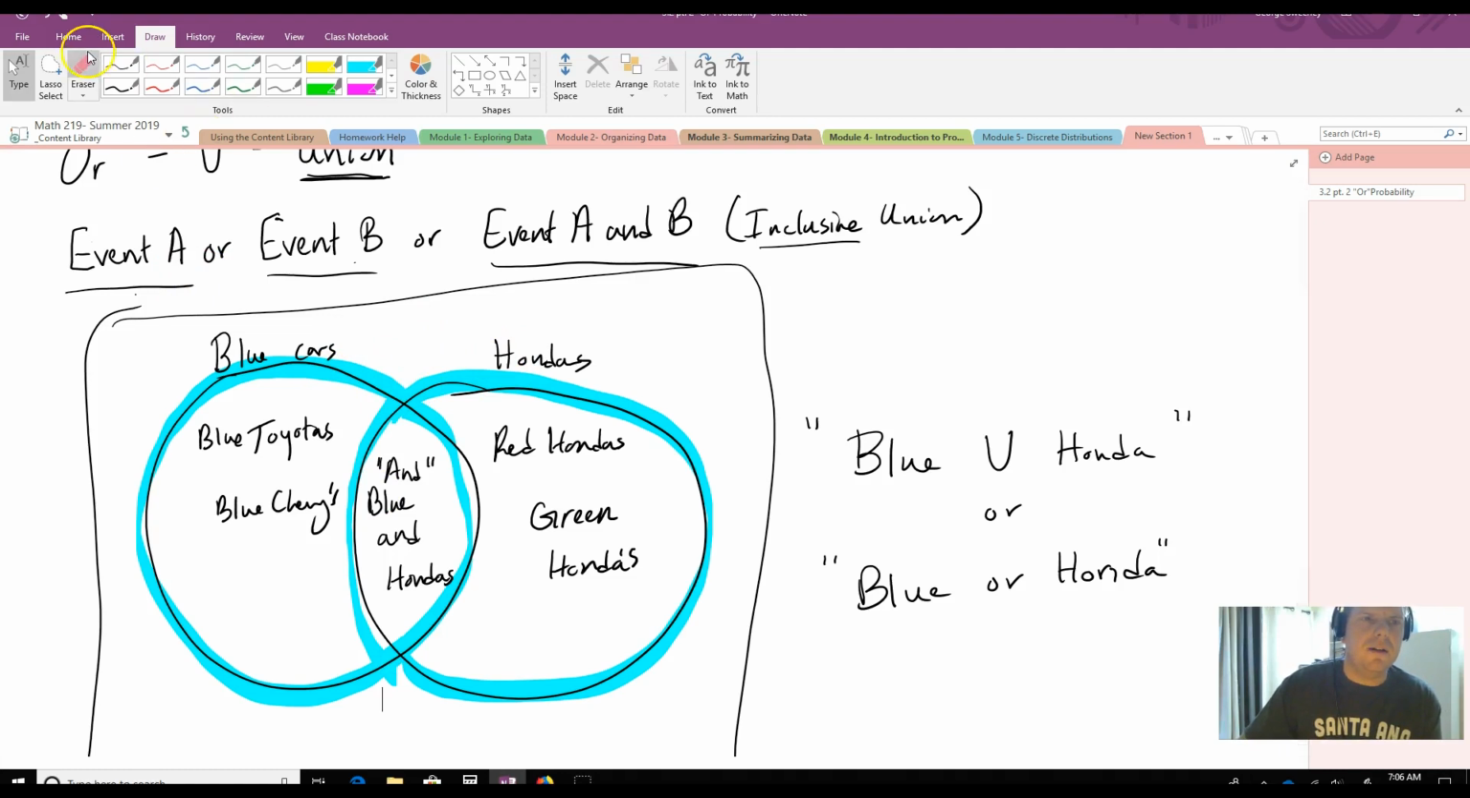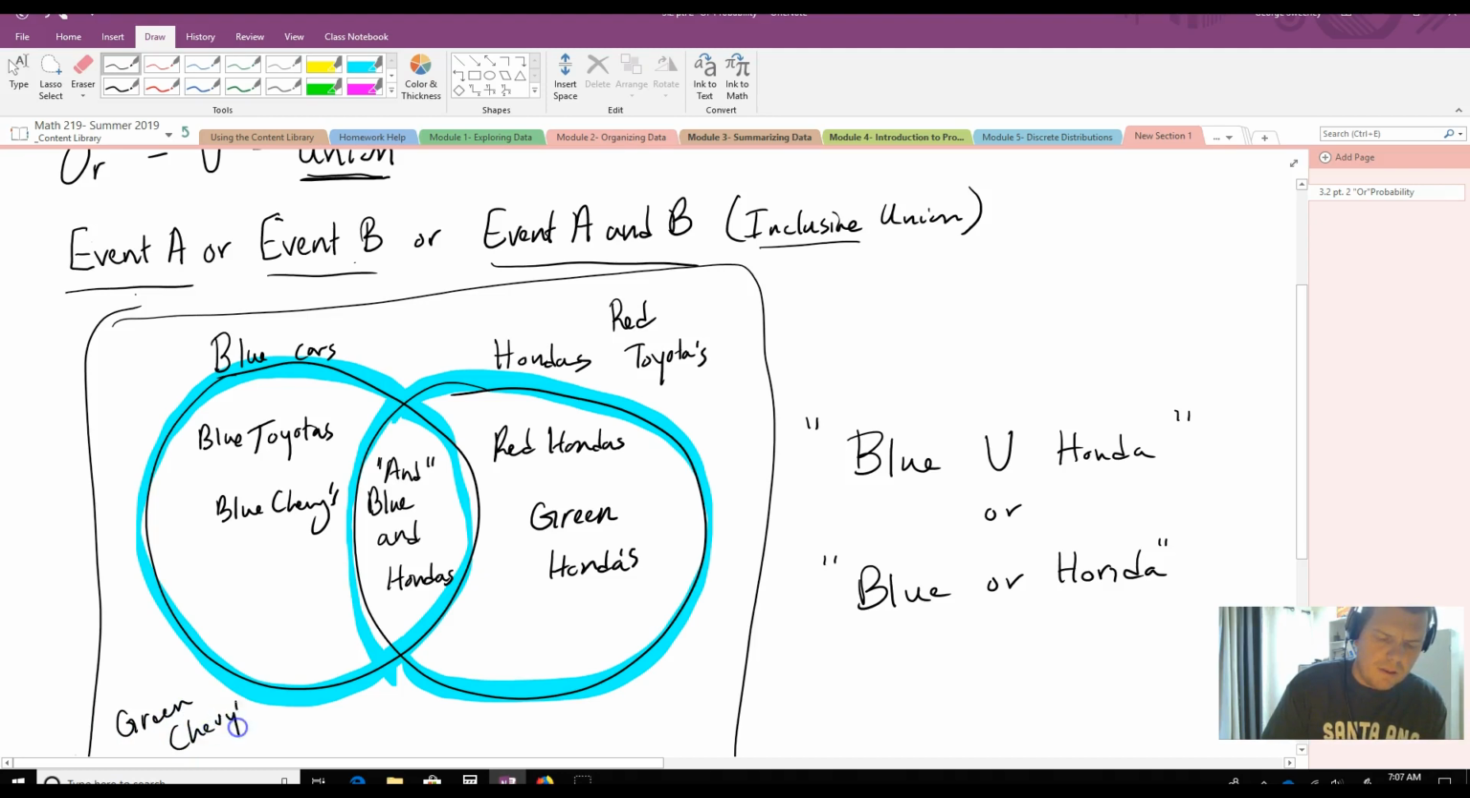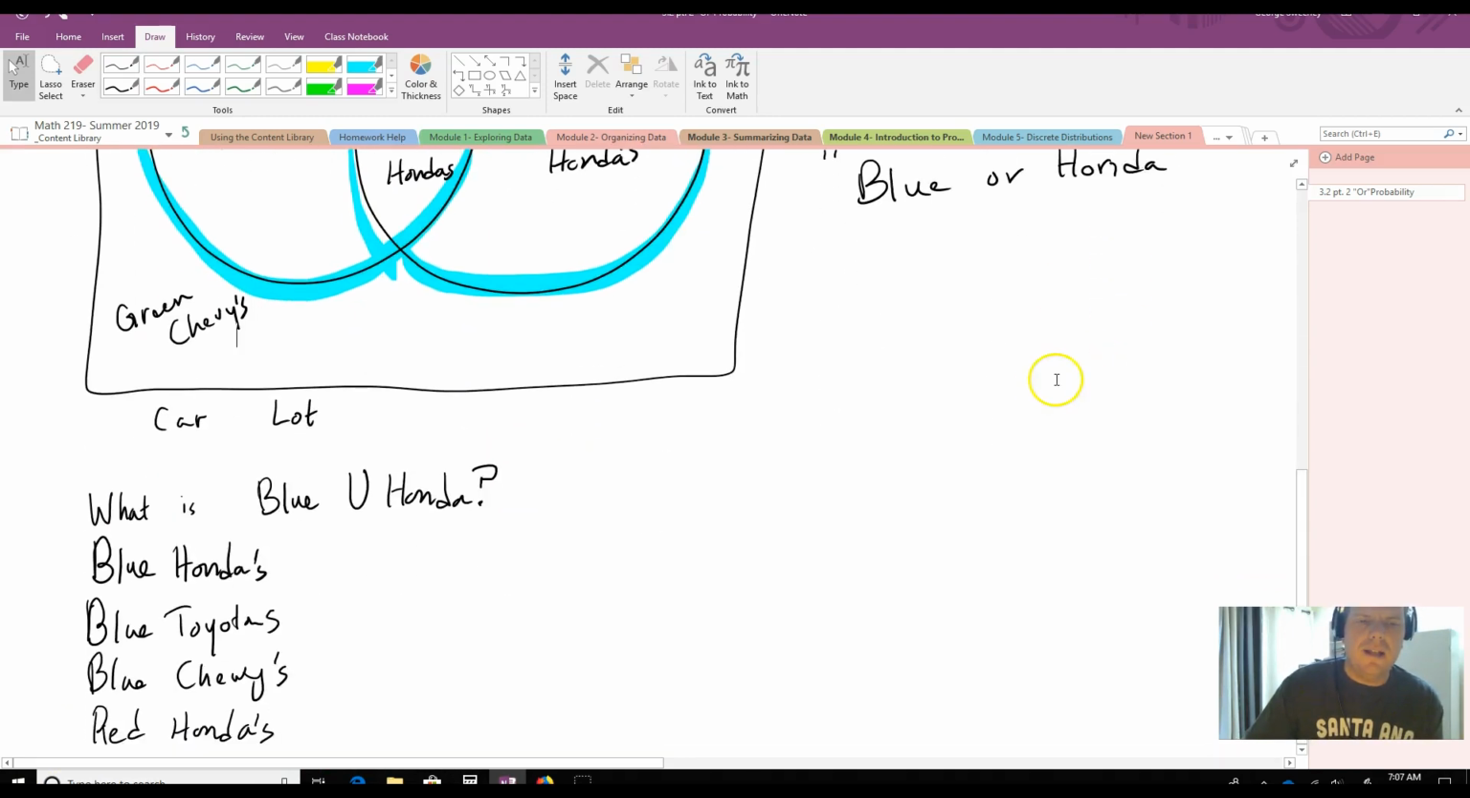And then we might ask ourselves, well, what's not in there? Well, think about what's not in there. We have things like red Toyotas. They're not going to be in there because they are not blue and they are not Hondas. Or we might have green Chevys. They're not in there as well because they're neither blue nor are they Hondas. And so that actually tells us something as well. What is the complement? So if you remember, just a quick reminder, the complement is all the things that are not in. Complement of blue union Honda.